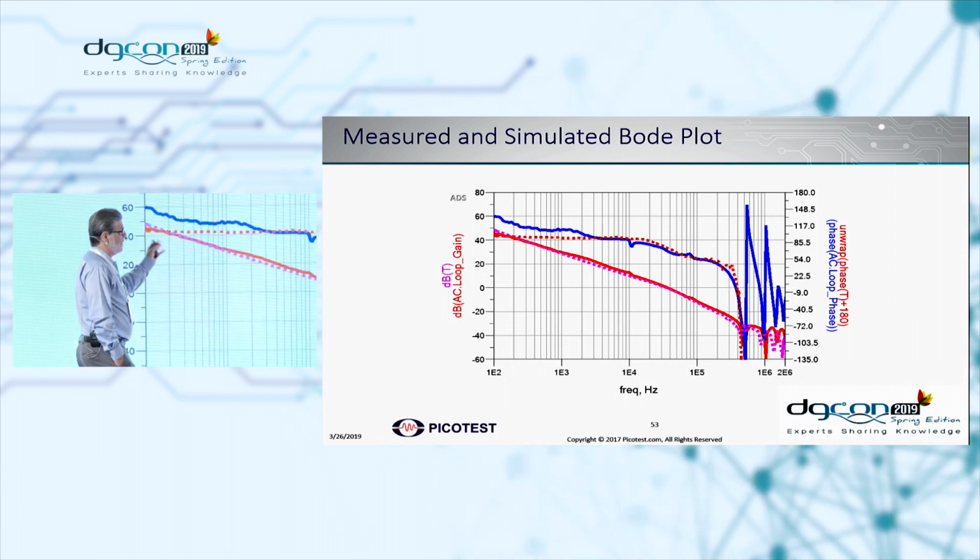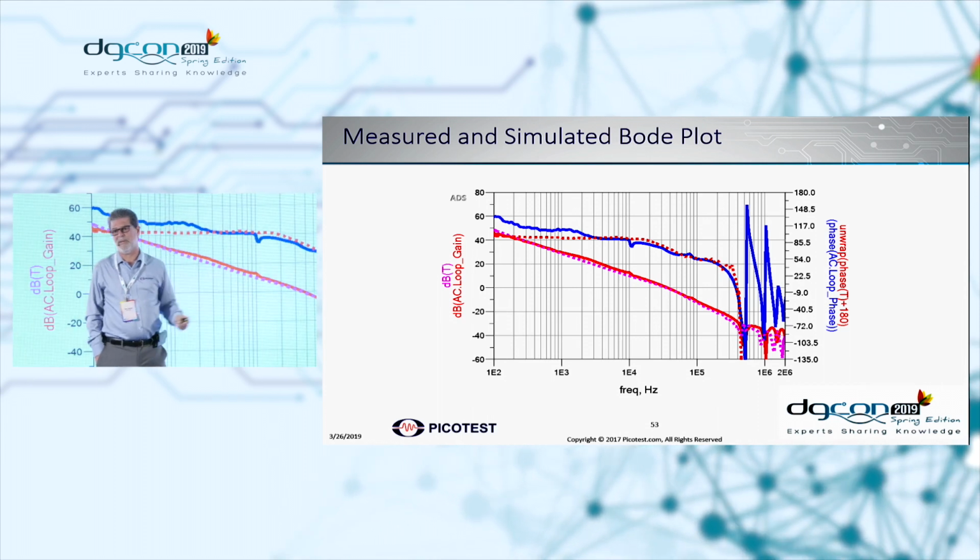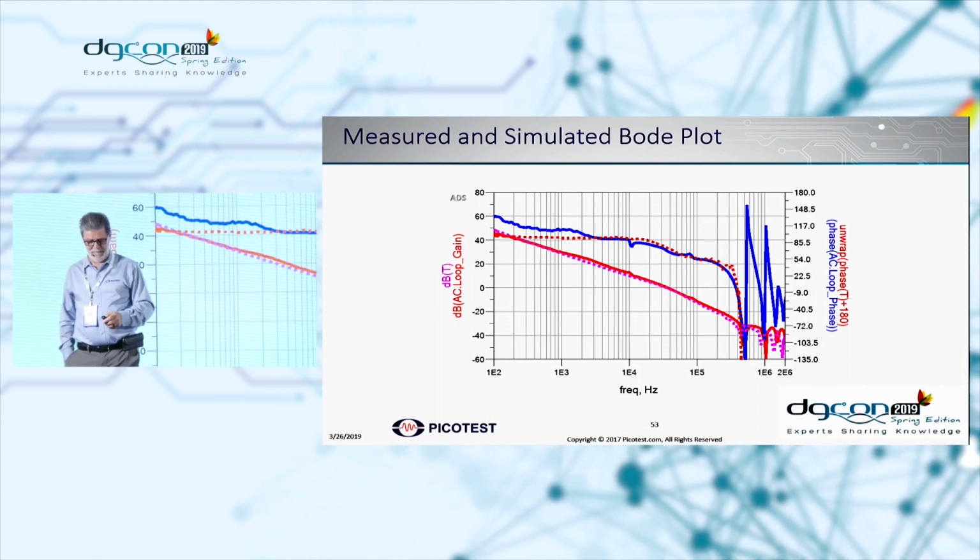How good is the Bode plot, the control loop? Do we get that right? Yeah, the model gets that right. Not a problem.